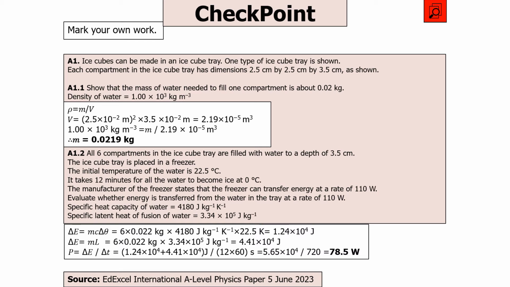We can therefore say E equals ml because it's also freezing and changing state. Remember, the mass is 6 of them. Then multiply by the latent heat of fusion, and we get 4.41 times 10 to the 4. Add the two together to get the total energy change, divided by the time, which is going to be in seconds, not minutes. So we work it through to be 78.5 watts. So therefore, it is not at a rate of 110 watts.